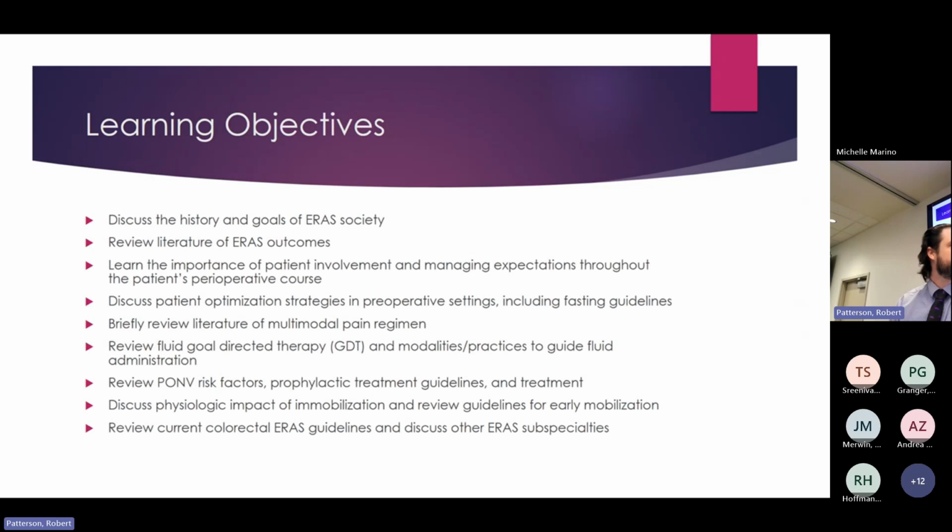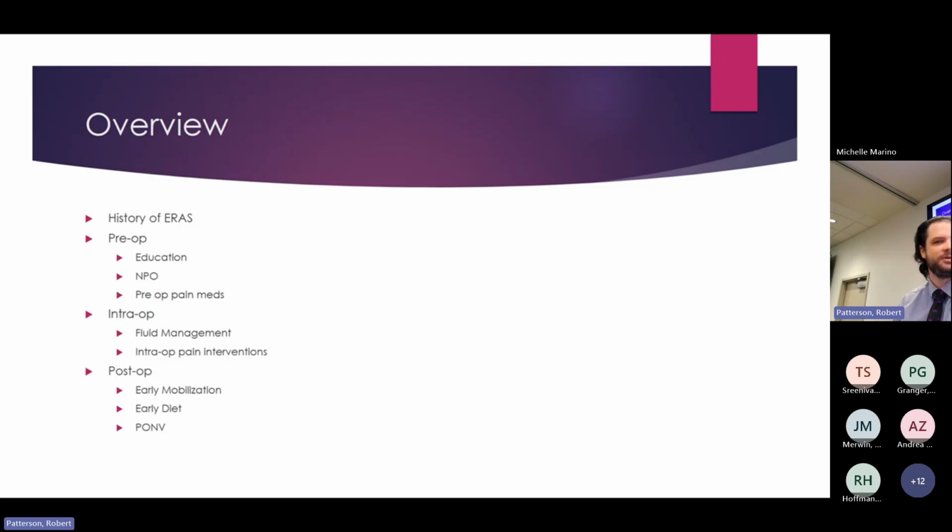All right, so here are the learning objectives. What we're going to do is talk about how ERAS was made and discuss the different phases of perioperative care in which ERAS can be involved. Keep in mind that when I was reviewing this, there was a lot more to it than what we're going over, but I focused on the things that we as anesthesiologists can be involved in to further improve ERAS.